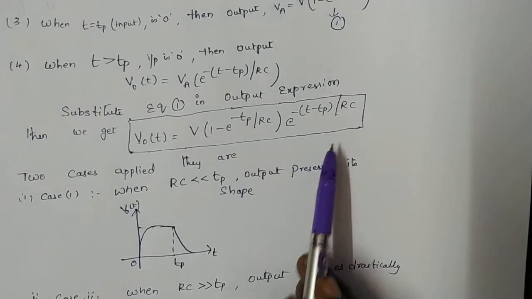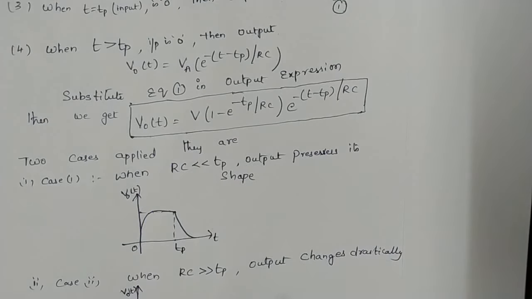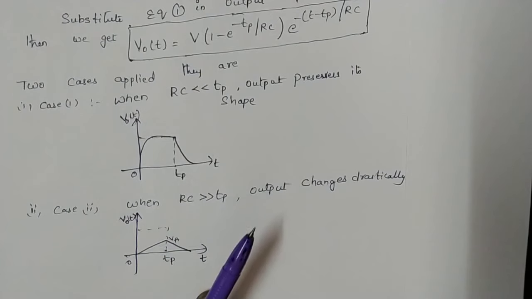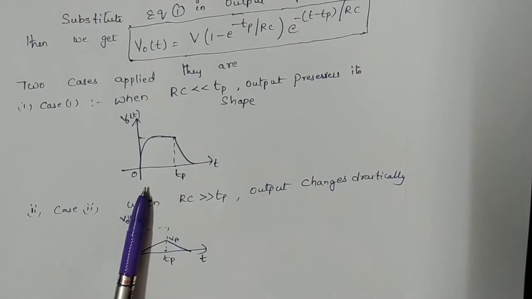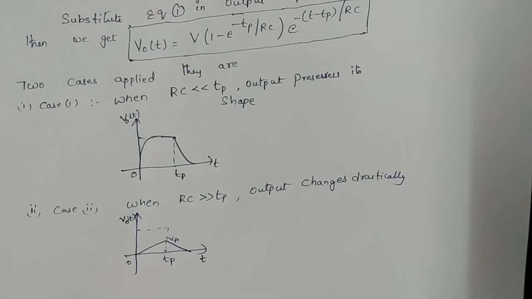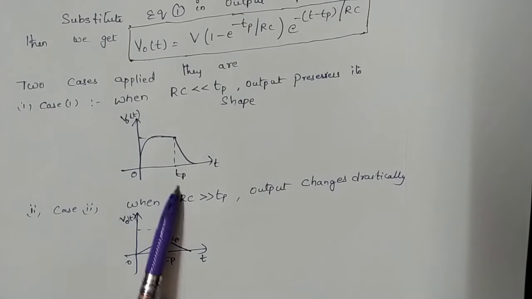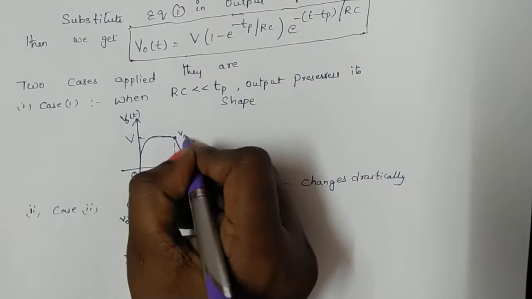This is very important. And here also we have two cases. One is RC is greater than Tp and the other is RC is less than Tp. When RC is far less than Tp, the output shape will be similar to the input, with small changes, and it will preserve the shape of the input. It will be represented like this. This is the amplitude V volts and this is the amplitude of VA.